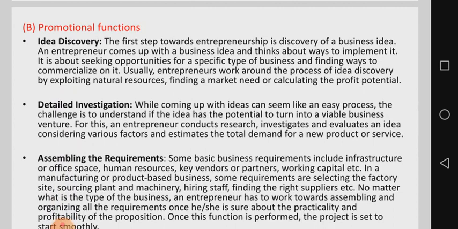First, idea discovery. The first step towards entrepreneurship is the discovery of a business idea. An entrepreneur comes up with a business idea and thinks about ways to implement it. It is about seeking opportunities for a specific type of business and finding ways to commercialize on it. Usually, entrepreneurs work around the process of idea discovery by exploiting natural resources, finding a market need, or calculating the profit potential.